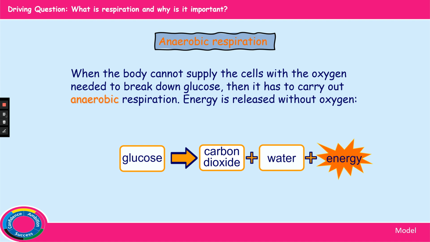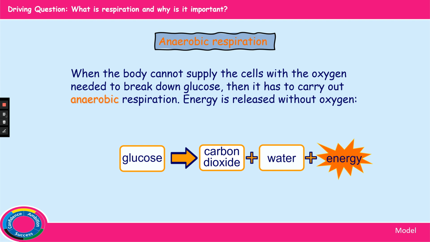So for example, when you are running really quickly at a certain point, your muscles can't get enough oxygen, so you have to use anaerobic respiration. This can cause cramps, etc. Okay, we'll look at this in a bit more detail later on. So you've had your two types, aerobic and anaerobic respiration.